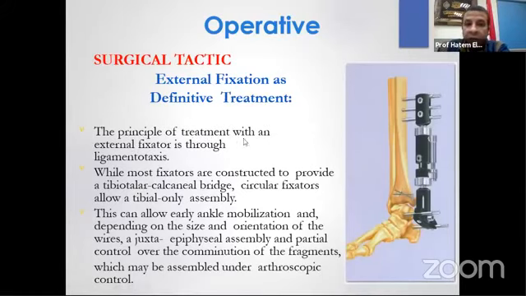The principle of treatment with an external fixator is through ligamentotaxis. While most fixators are constructed to provide a tibio-talocalcaneal bridge, circular fixators allow a tibial-only assembly. This can allow early ankle motion and, depending on the size and orientation of the wires, a juxta-epiphyseal assembly and partial control over the comminution of fragments, which may be assembled under arthroscopic control.